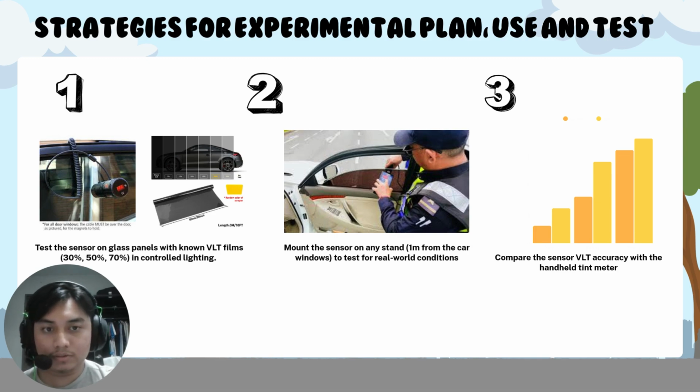So after we finish the test, we follow through with the third picture, where we also need to compare the sensor VLT accuracy with the handheld tint meter, because from this we can see which one is more reliable based on the VLT accuracy that we get from testing every car that passes through. Due to this, we can fix the problem that we have received from the police officers. So that's all.